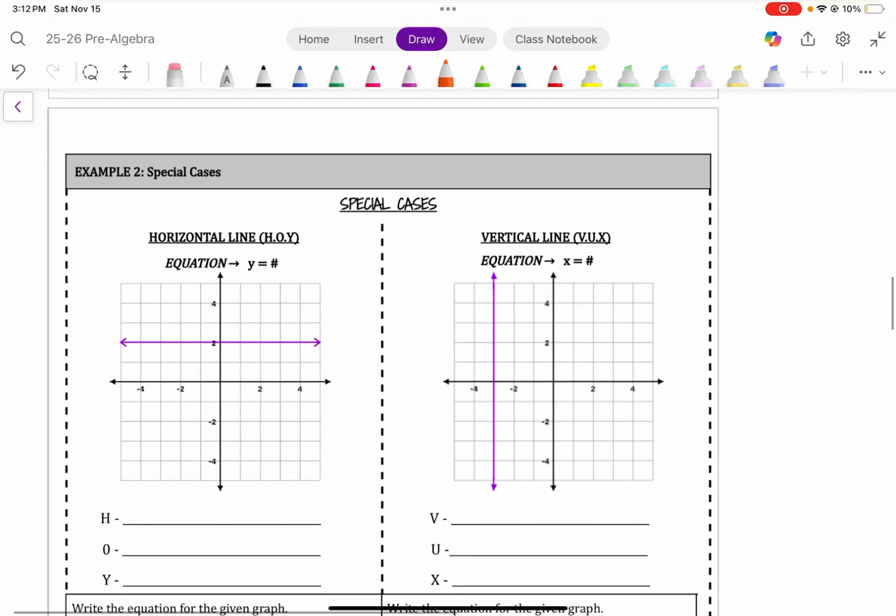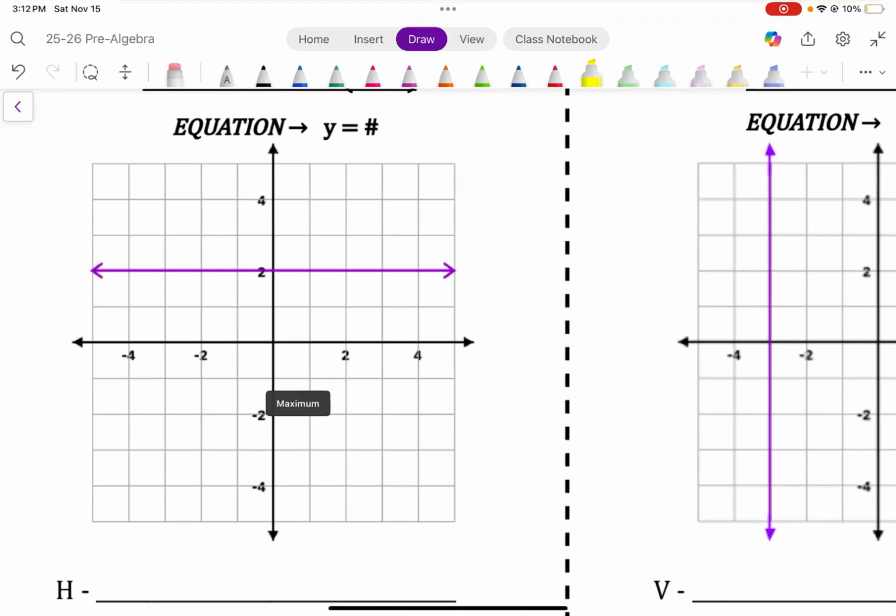Okay, here we have special cases. So remember in Slope Dude, he went puff, puff, positive, nice, negative. This is 0 fun and undefined. So we're going to focus on these two in these special cases.